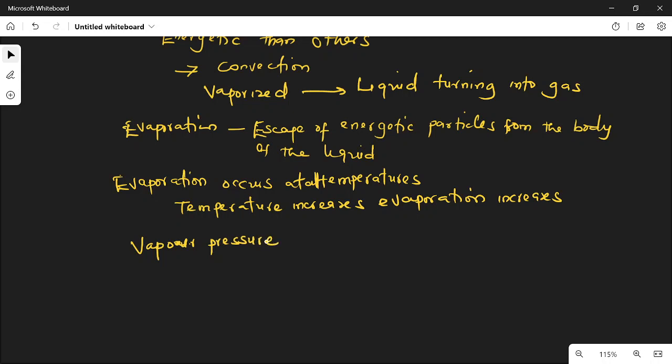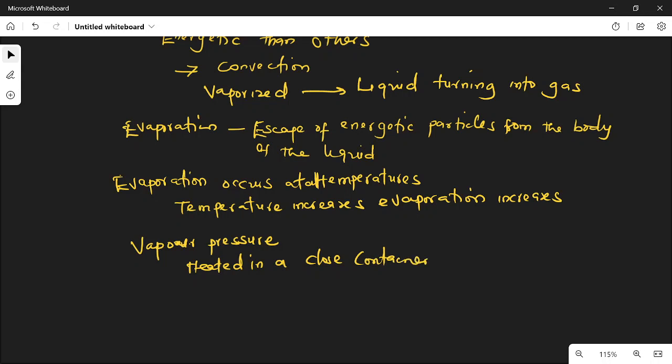Let me explain vapor pressure. Now, what do you mean by vapor pressure? When you heat a liquid in a closed container, when a liquid is heated in a closed container. What do I mean by closed container?